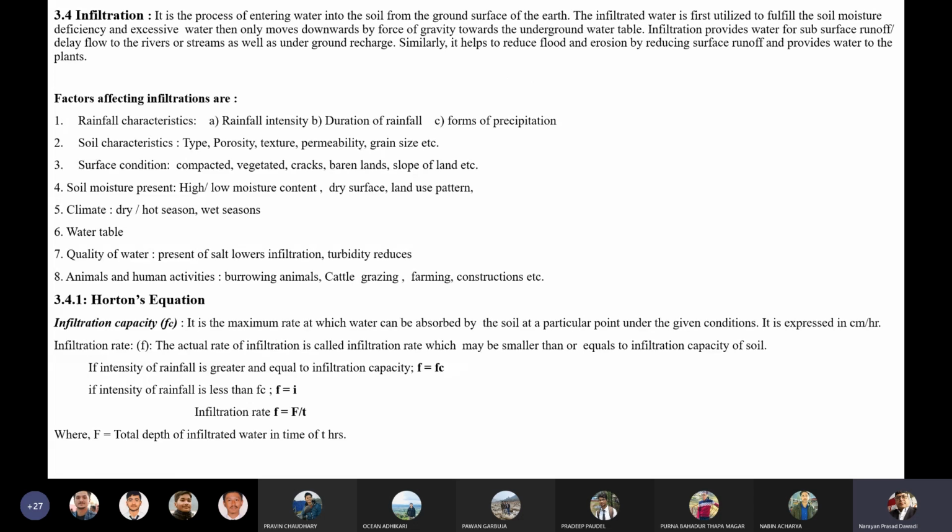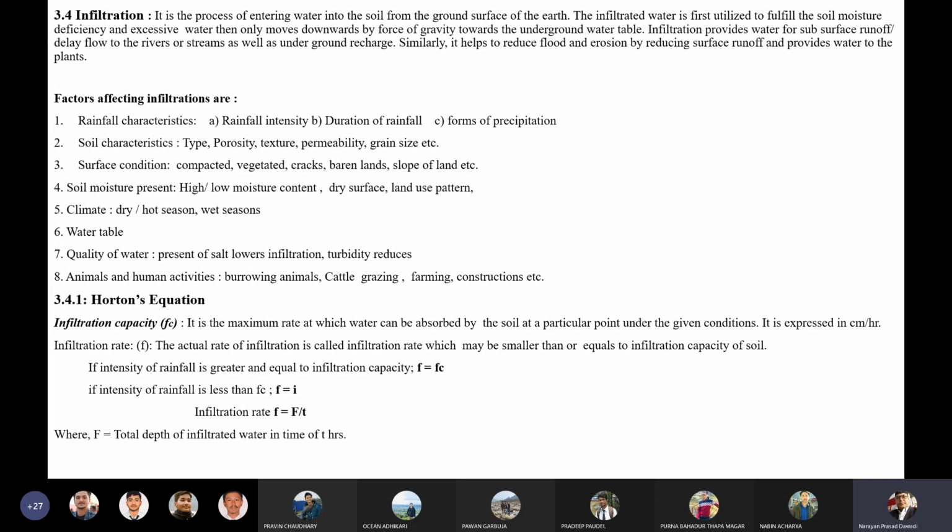3.4, this is infiltration. Infiltration is generally the entry of water into the ground. That is, seeping of water into the ground is infiltration. The portion of water that is precipitated over the surface is infiltrated into the underground soil, and it percolates down up to the underground water table. So it helps to recharge the underground source of water. That way, infiltration is very important in the recharging of underground water sources.